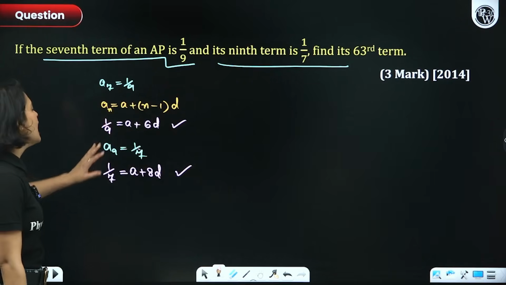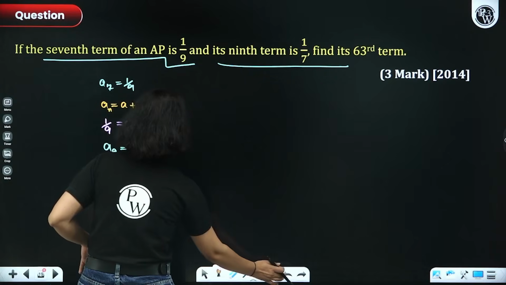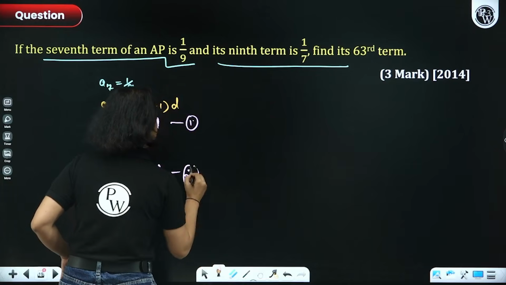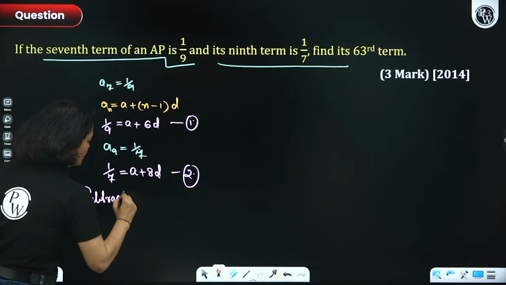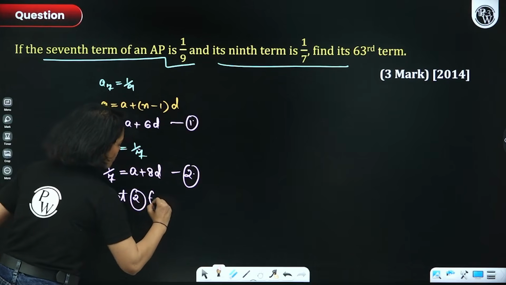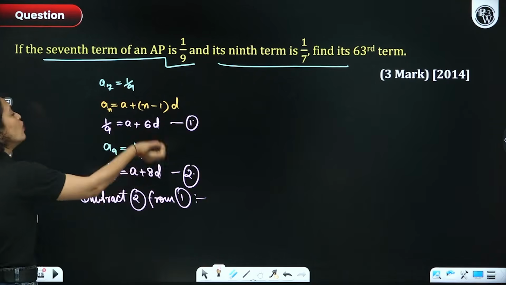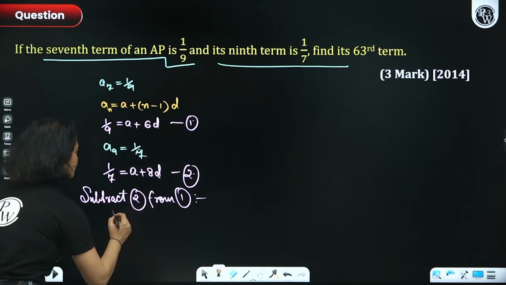So, chalo ji, how will we figure it out? We'll just use elimination method. Let's say this is 1 and this is 2. Now, if I subtract 2 from 1, what do I get, everyone? I'll just write it here so that you people don't get confused.